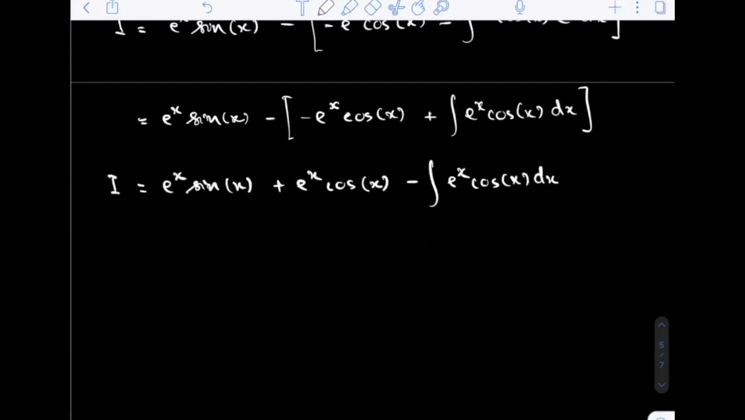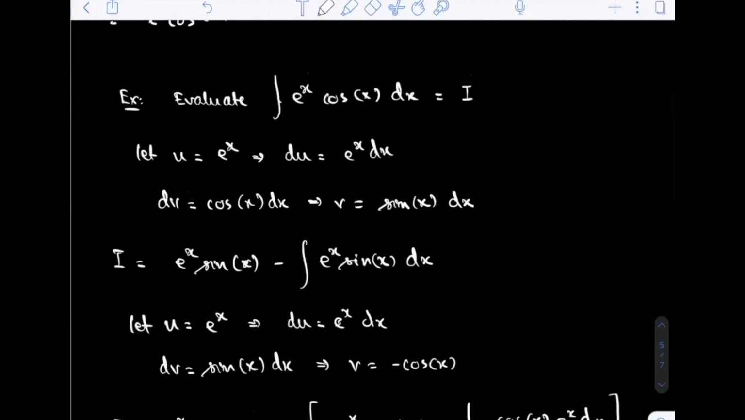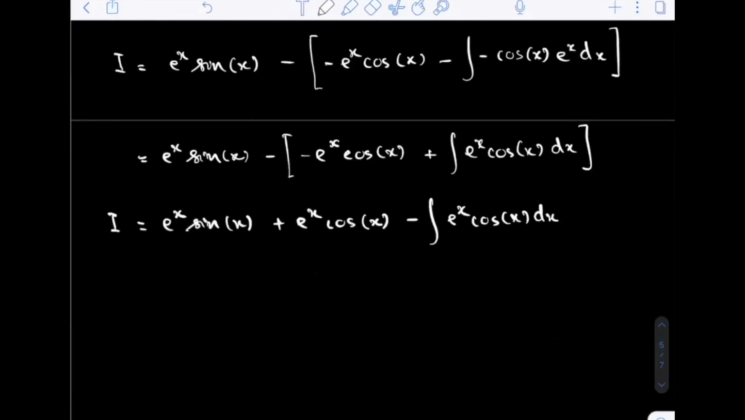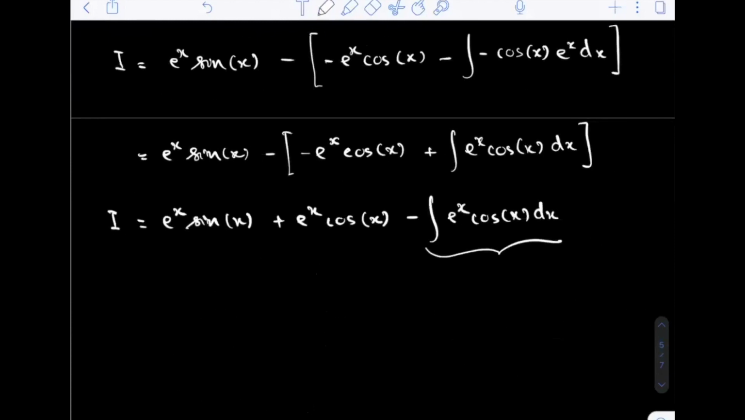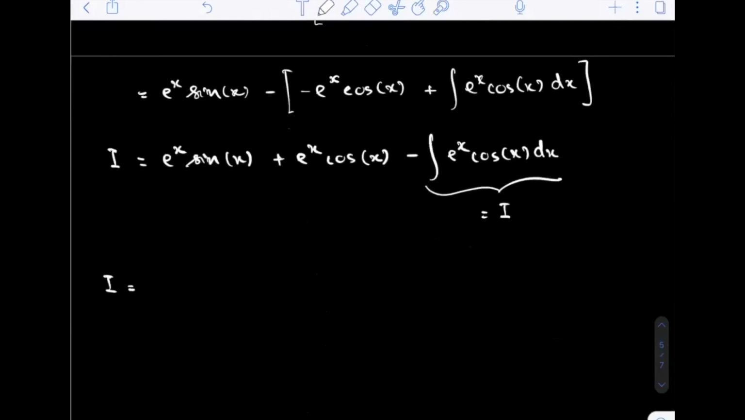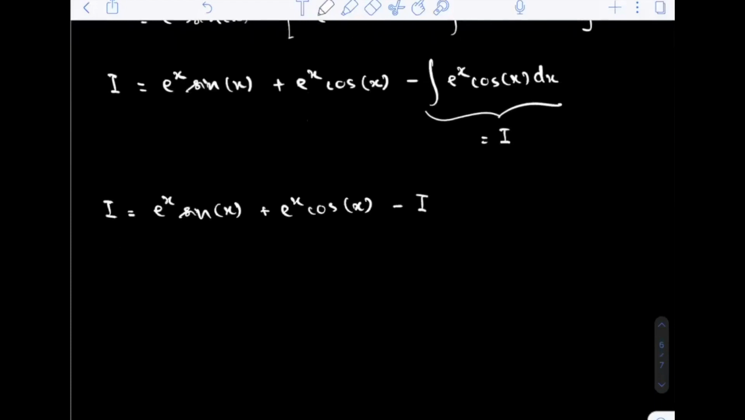Remember at the beginning, I said I'm going to put the placeholder for the integral of e to the x cosine of x dx as capital I, right? So going down here, I see my answer so far. I have capital I on the left-hand side, and also this integral, the integral of e to the x cosine of x dx, which is also equal to capital I. Now, instead of writing the integral, I'm going to write capital I. So I equals e to the x times sine of x minus e to the x times cosine of x plus capital I. So I combine like terms, right?